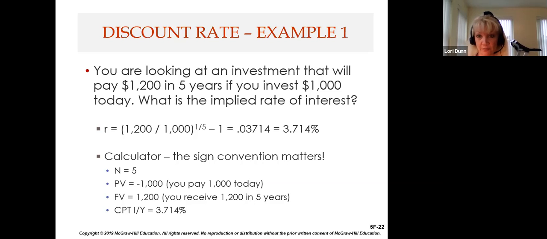Now subtract 1 from that result. So this resulted in 1.0371374. When I subtract the number 1 from that result, I get the interest rate, 0.03714. Now convert that to a percentage. Bring your decimal place 2 places to the right: 3.714%. Are there any questions on using your calculator and doing the old style math with the formula?